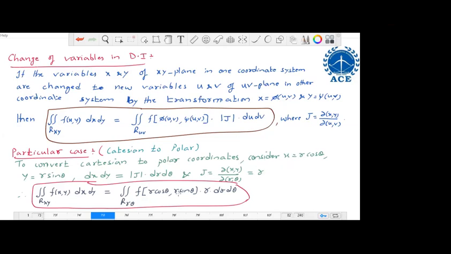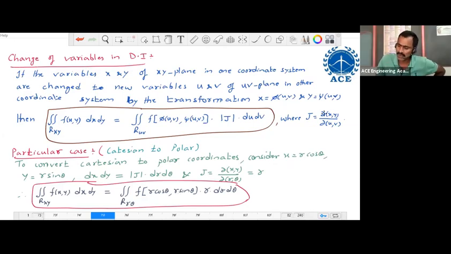When converting from Cartesian to polar, this is the standard method. Actually, the Jacobian is dou of x comma y by dou of u comma v. But here the particular transformation is x equal to r cos theta, y equal to r sin theta. For only this transformation, after finding the Jacobian and simplifying, we get r.